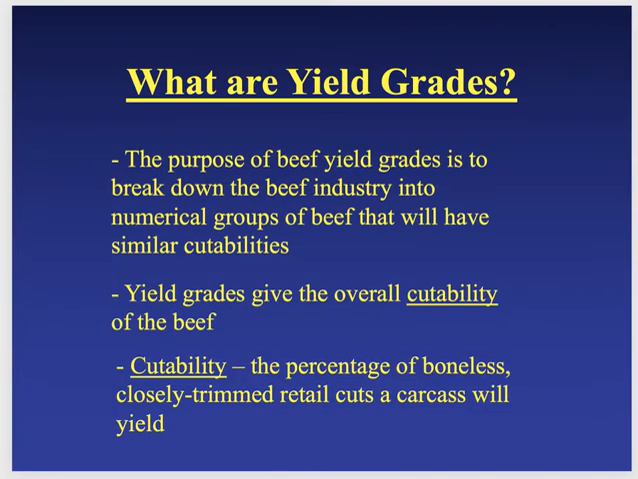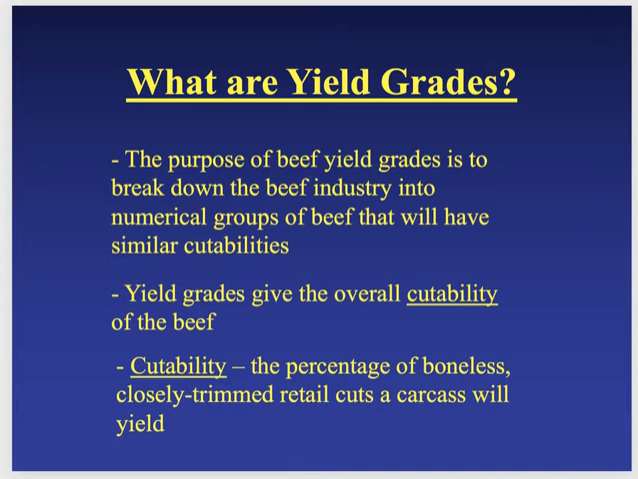So if we look at yield grading, we ask ourselves, well, what are yield grades? It's another way for us to break down grades of beef to numerical groups that will have similar cutabilities. Now, in essence, that basically just tells us that yield grades give us the overall cutability of beef. And if we look at the definition of cutability, it is actually the percentage of boneless, closely trimmed retail cuts a carcass will yield. So cutability tells us essentially how many pounds of product we could get out of an animal that you could see at a retail establishment. Walmart, HEB, doesn't matter where you're going.